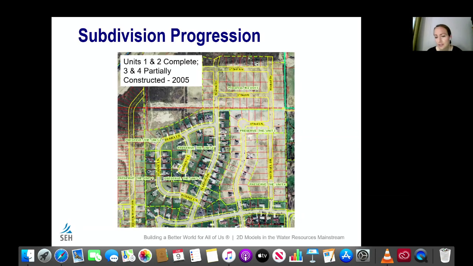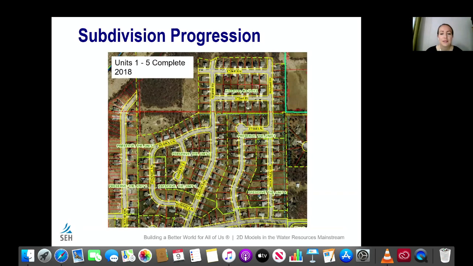By 2005, the drainage path is essentially gone, and the development is essentially built. And in 2018, the development is complete, and the drainage path is completely gone.